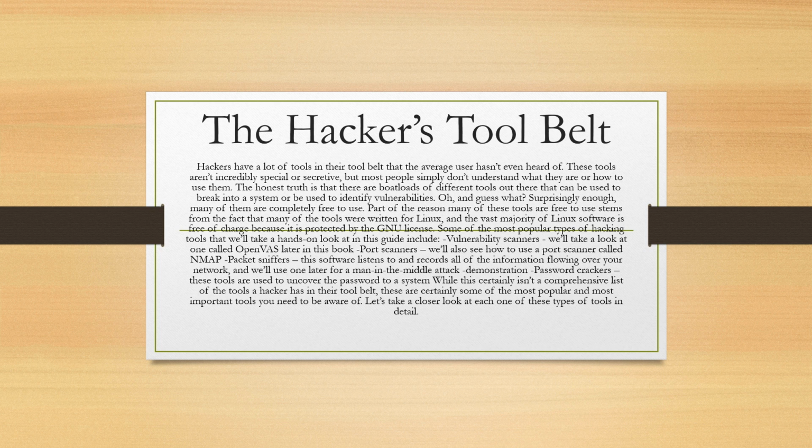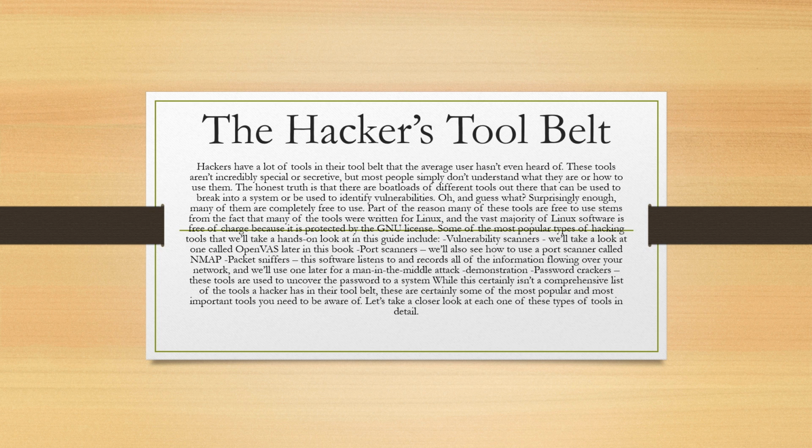Some of the most popular types of hacking tools that we'll take a hands-on look at in this guide include vulnerability scanners. We'll take a look at one called OpenVAS later in this book. Port scanners. We'll also see how to use a port scanner called Nmap. Packet sniffers. This software listens to and records all of the information flowing over your network, and we'll use one later for a man in the middle attack demonstration.